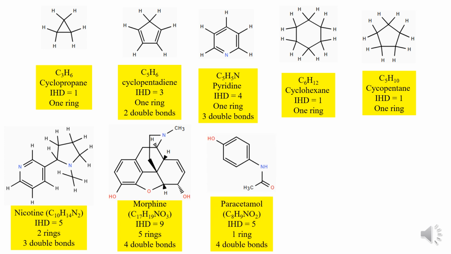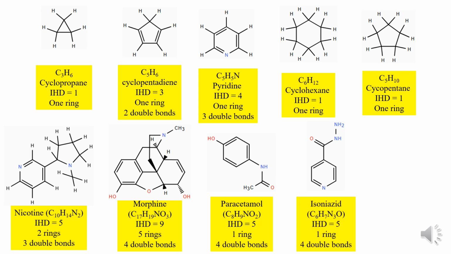The next is the classical painkiller paracetamol with IHD value of 5. So how do you account for the IHD value of 5 in case of paracetamol? You see presence of 1 ring, aromatic ring, and 4 double bonds. 3 double bonds from the benzene ring and 1 double bond present in the carbonyl group.